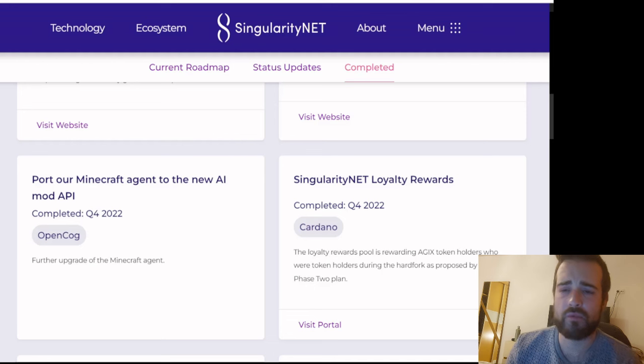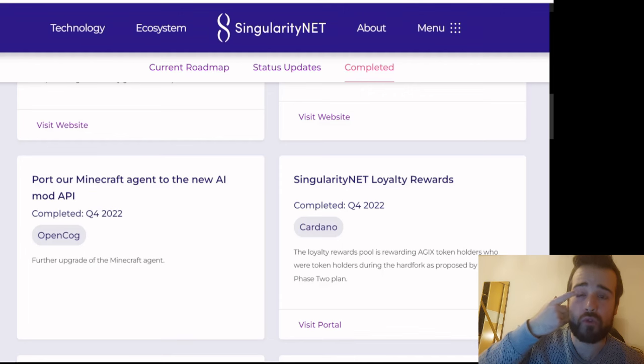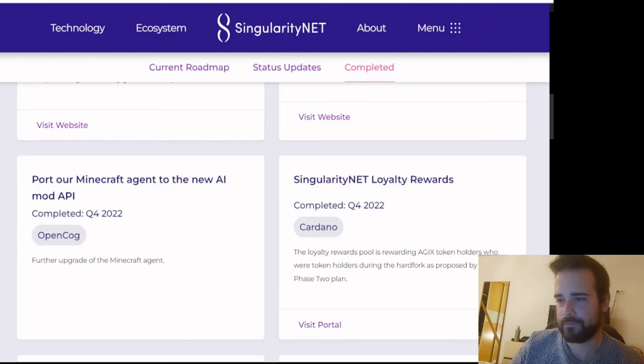Here they also did some improvements in their AI Minecraft agent. Basically, as I understand, it is a project from the OpenCog Foundation that is also run by the same CEO as SingularityNET, Ben Goertzel. This project is related to using artificial intelligence with a bot on Minecraft, and they just did some important upgrades on this agent, that will also be important to drive OpenCog Hyperon.